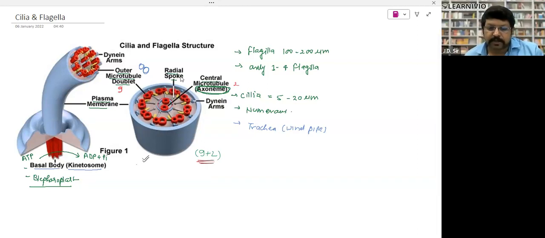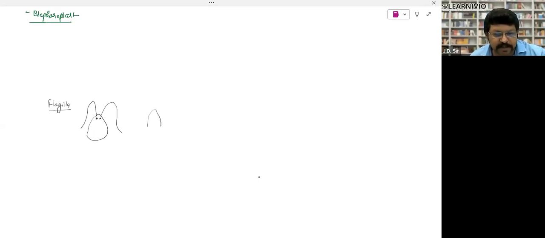If somebody asks you to draw a well-labeled diagram of cilia and flagella, what do you need to draw? Flagella is very simple. When we study flagella, we recall Chlamydomonas. Chlamydomonas has two flagella, so just draw the Chlamydomonas structure and draw two flagella. And for cilia, the best example is Paramecium. Paramecium bears the cilia. Then you can draw the diagram like this. So this is the flagella and this is the cilia. So first you have drawn this diagram.